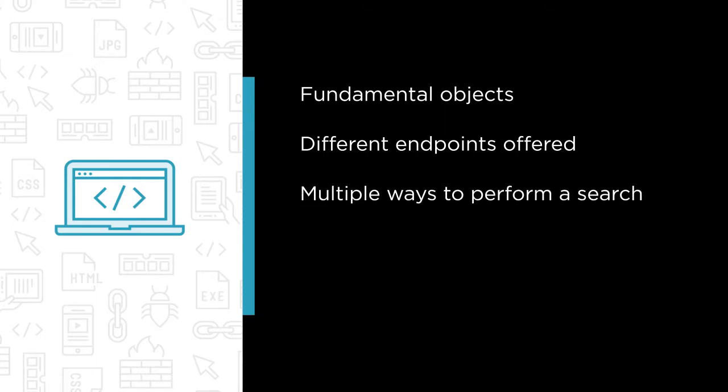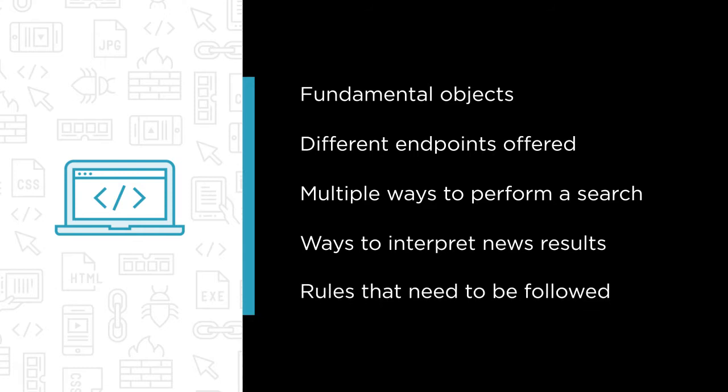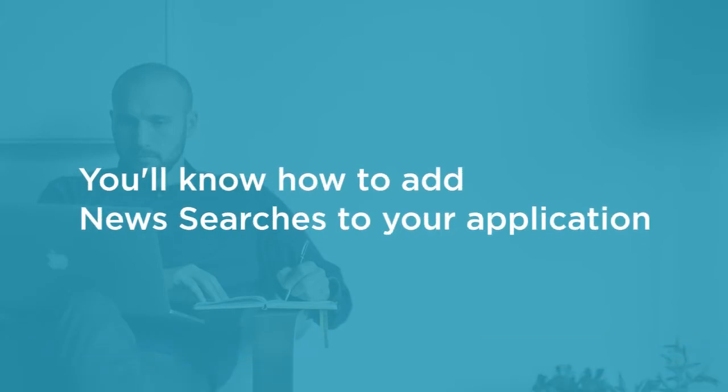There are multiple ways to perform a search, from using an HTTP REST endpoint to using Microsoft-provided SDKs, and you'll gain an understanding of both and deep knowledge of the .NET SDK. The news results need to be interpreted to make them work best in your application, and you'll explore ways to do that. And because there are always rules, you'll learn about some that need to be followed in order to protect your users' privacy. When you're finished with this course, you'll be equipped with the knowledge on how to add new searches to your application using Microsoft Cognitive Services Bing News Search.